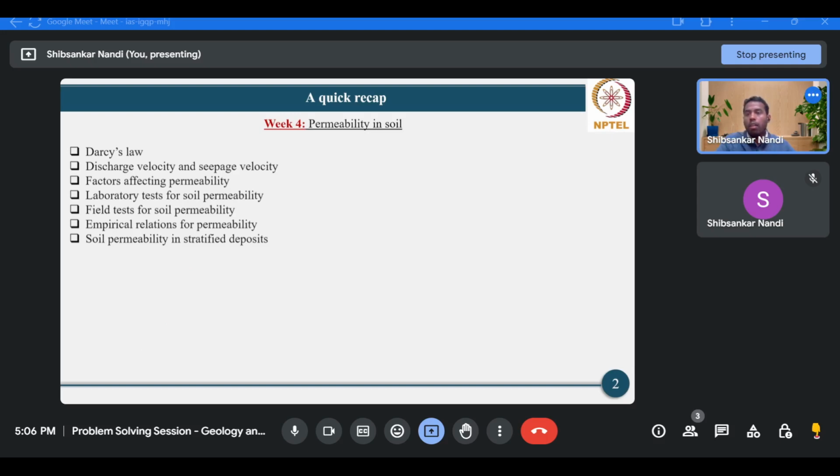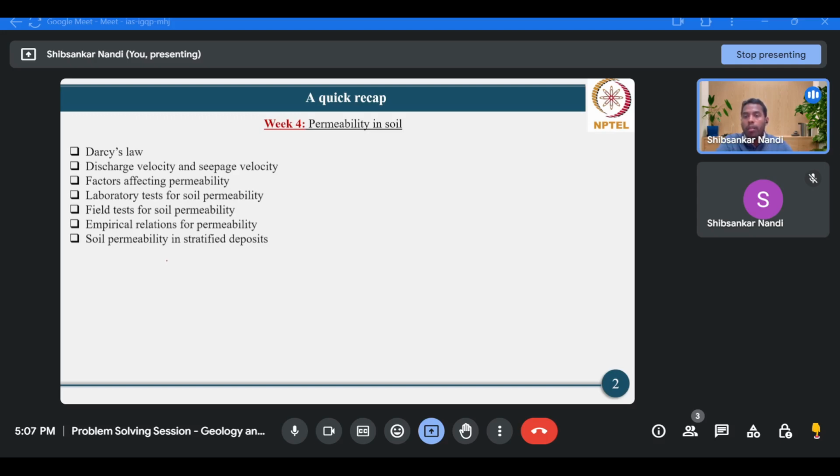Then we have learned about different factors which can affect the permeability. So mostly the properties of the soil matrix, and the properties of the permeant, that is the fluid which is flowing inside the soil matrix. These two factors majorly affect the permeability.